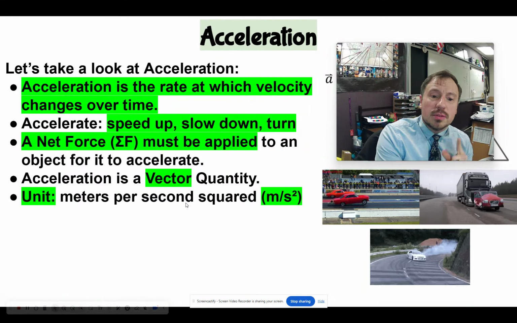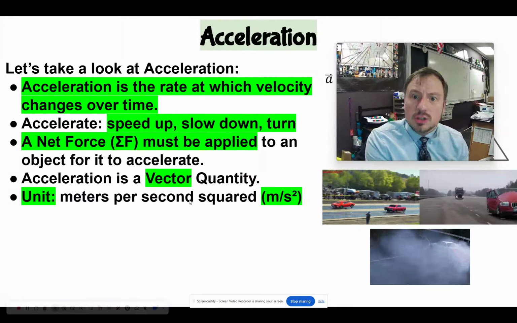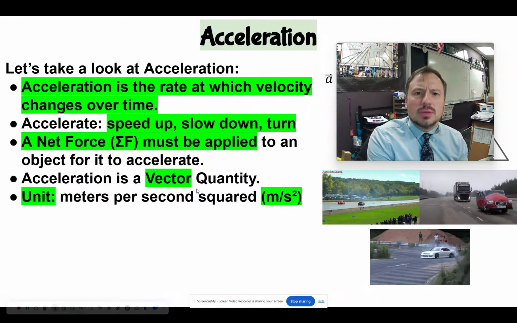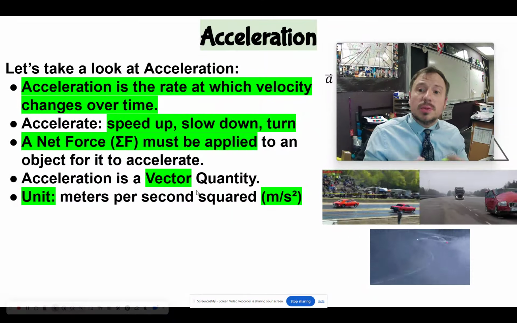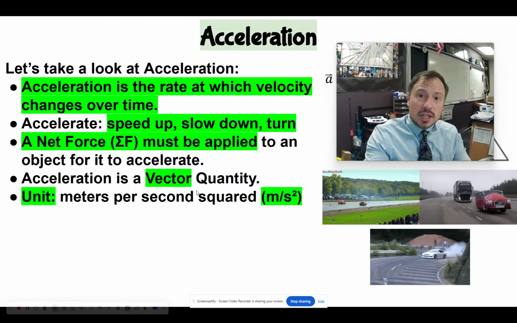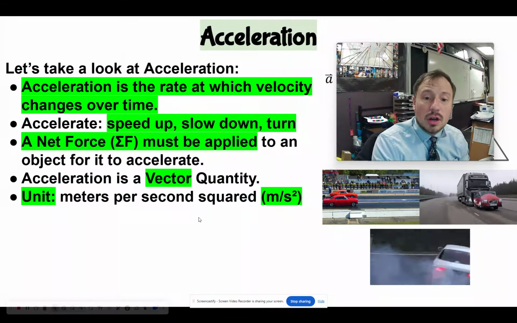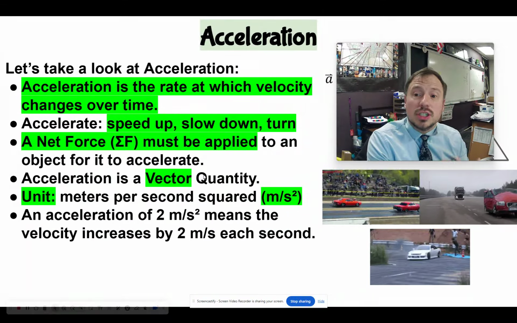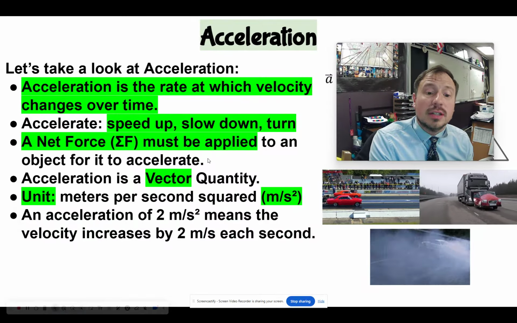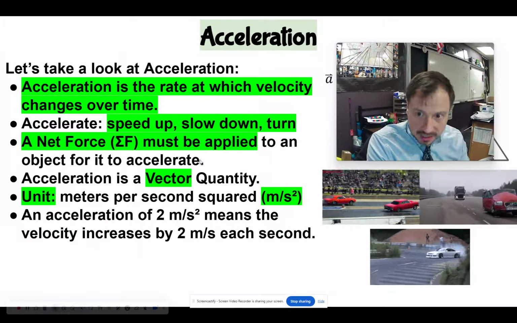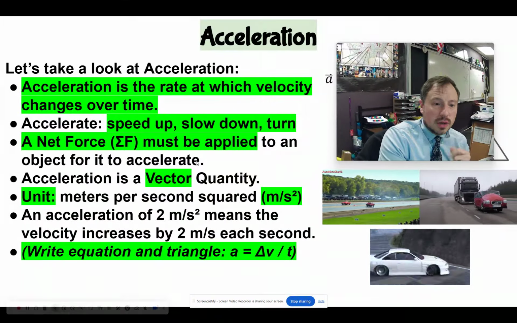Now, the unit is meters per second squared. So second squared isn't like an actual unit, but meters per second squared means meters per second per second. It's the rate of change of velocity over time. So an acceleration of 2 meters per second squared means the velocity increases by 2 meters per second each second. That's what meters per second squared means.